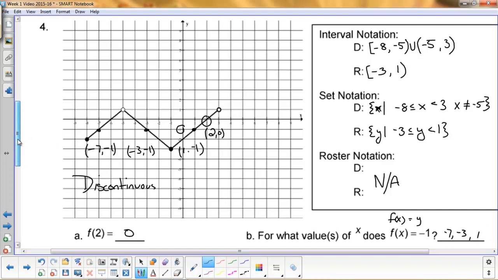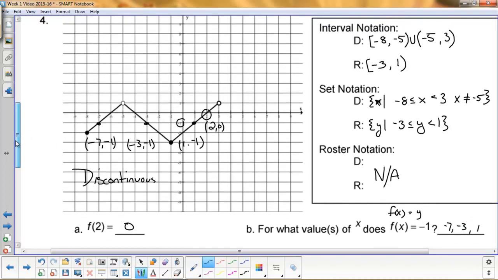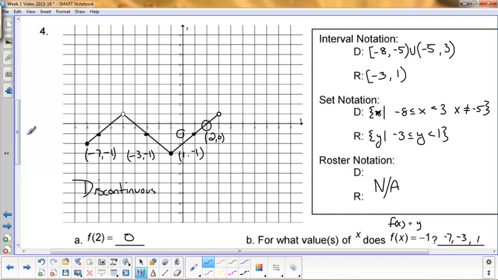So hopefully you've had some time to digest the different terms: domain, range, relation, function, discontinuous, continuous, discrete, interval, set, and roster. Please take a look at those. Come to class prepared with any questions that you might have tomorrow, and we'll be ready to study a little bit more and do some more independent practice with this in class.